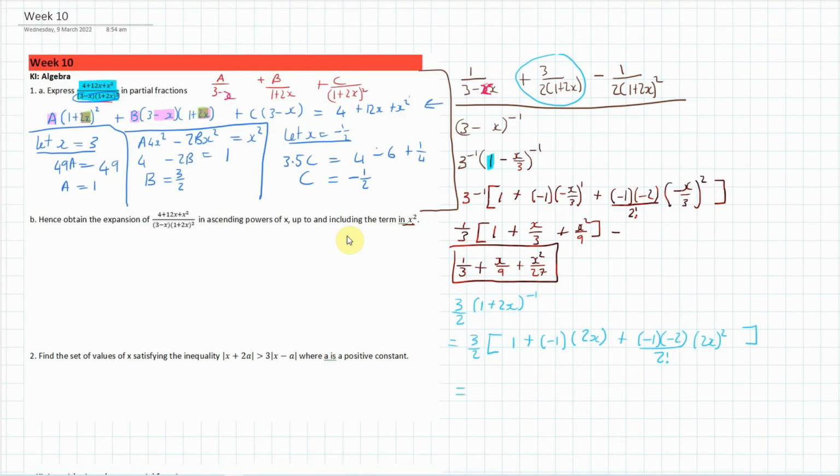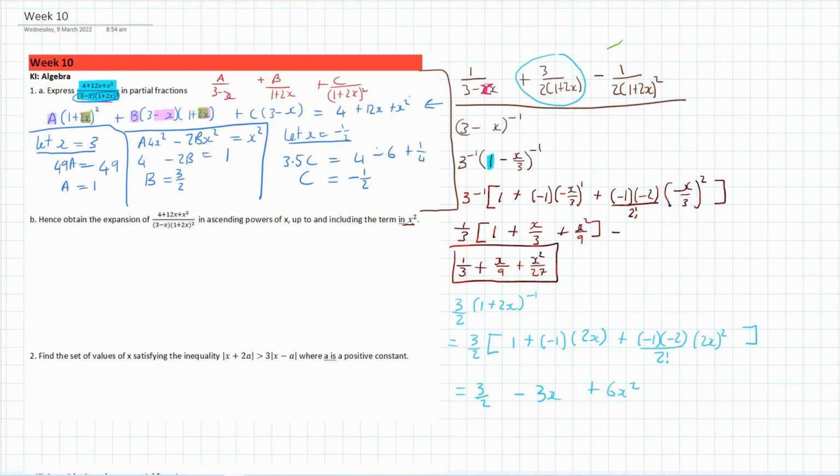So when we expand that, we get 3 over 2 minus 3x. Now this last term, it's going to be positive 4x squared, and then we times it by 3 over 2. So that's 12 over 2, so 6, so it should be plus 6x squared. So we've done that one.